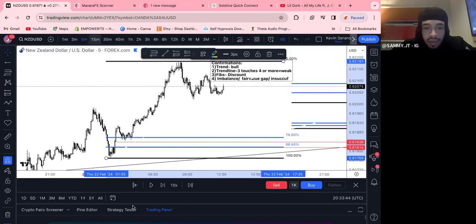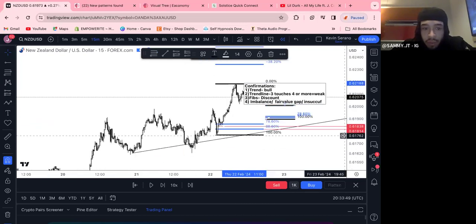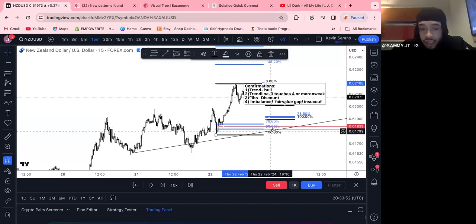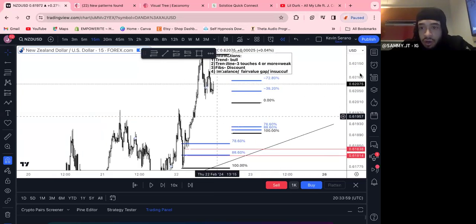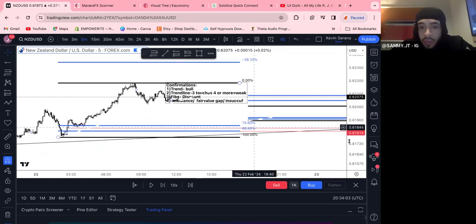So on a 15-minute time frame, we have a trend line. Remember I drew this trend line before? We've got one touch, two touch, we haven't got a third touch yet. So this is another confirmation. We're going to zoom back in on the 5-minute, and we're just going to wait.